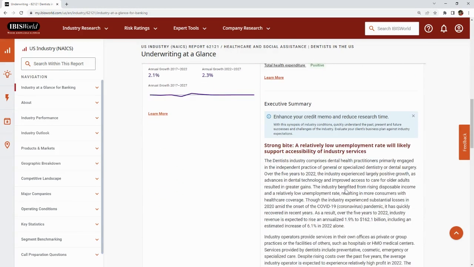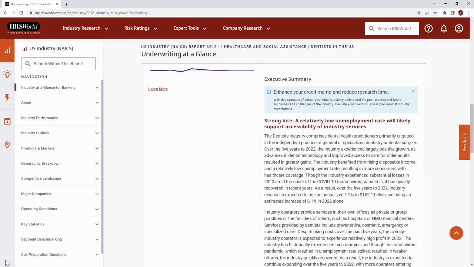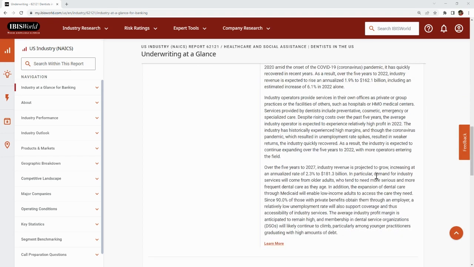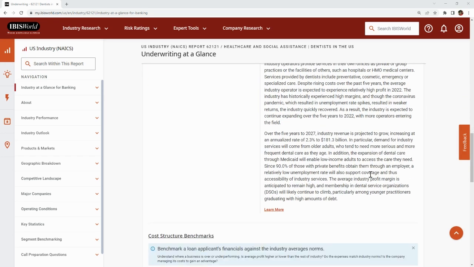The next area, of course, is one of our favorites, the executive summary. This can be further explored within our industry performance chapter here and our industry outlook chapter, but we're always going to give you that overview quickly of what are some of the main challenges, successes, both in the last 5 years of the industry currently and looking ahead to the future 5 years.